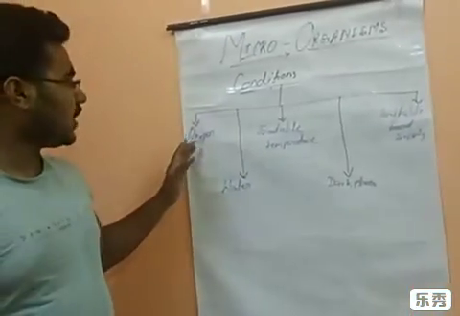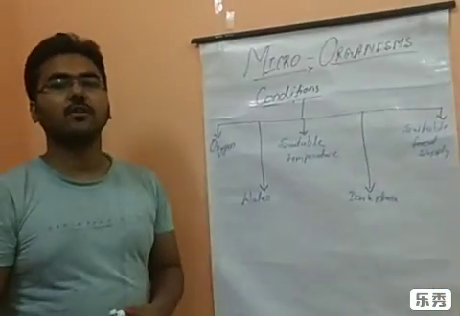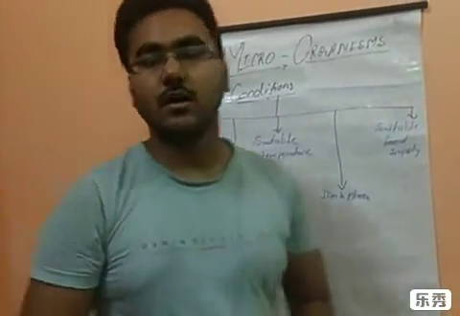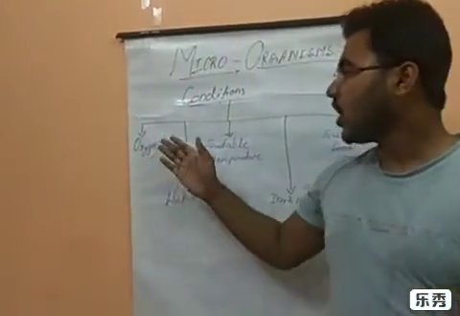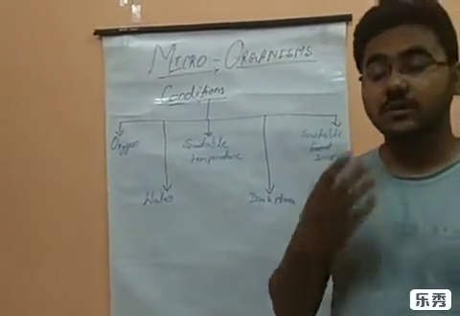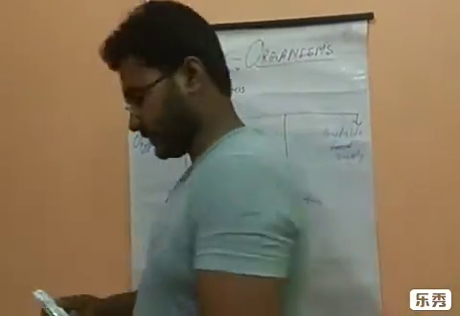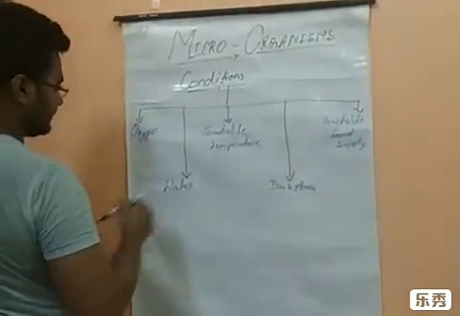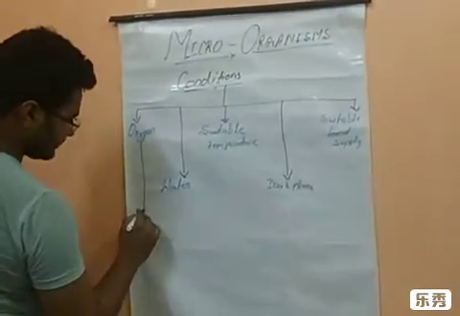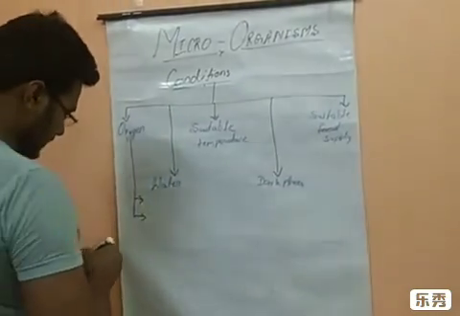So first of all, oxygen. What is the use of oxygen for them? Oxygen is basically needed for the respiration of the microorganism. They need oxygen to respire and to generate energy by breaking down the food. There are 2 categories of it.